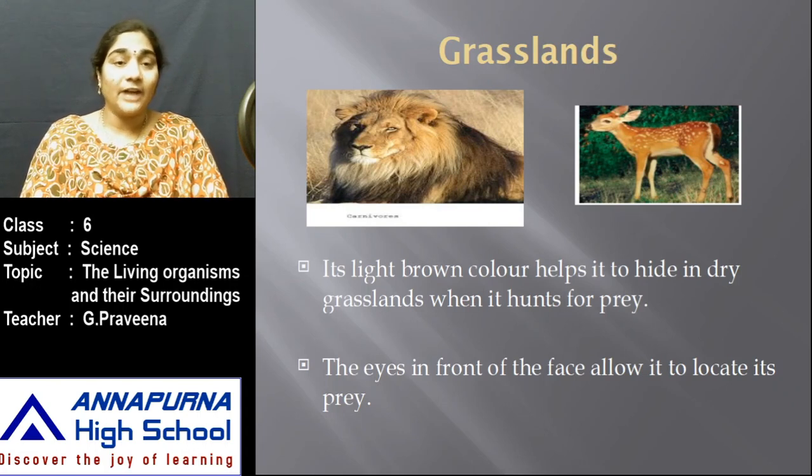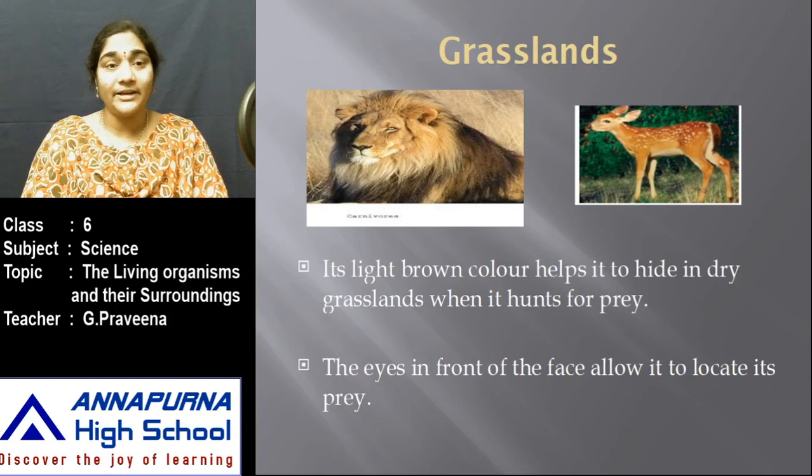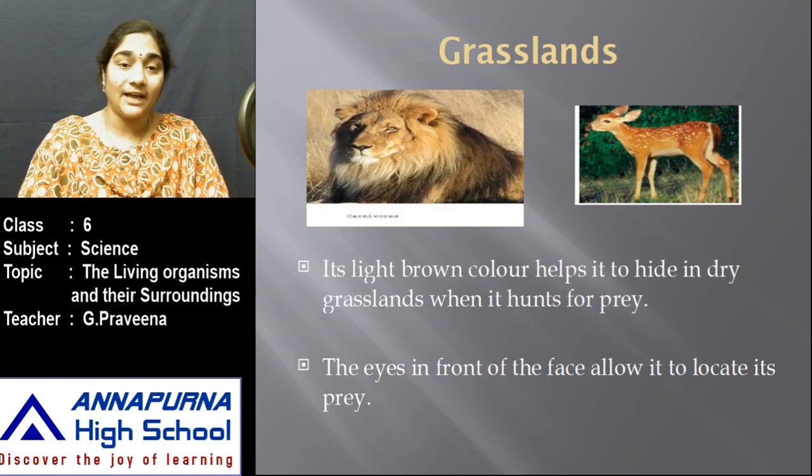Yes. Its light brown color helps it to hide in dry grassland when it hunts for prey, and the eyes in front of the face allow it to locate its prey, the animal which it is going to hunt and kill. It is called a prey. Okay, so the adaptations are making the lion survive in that region.